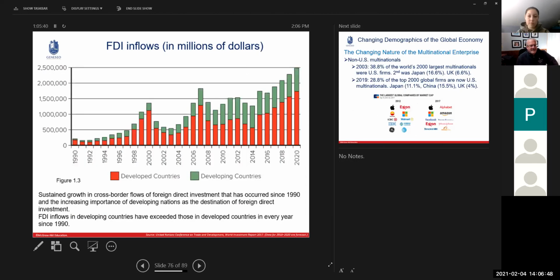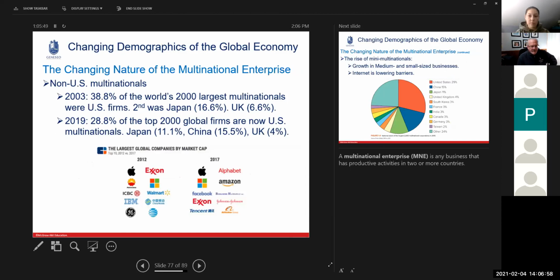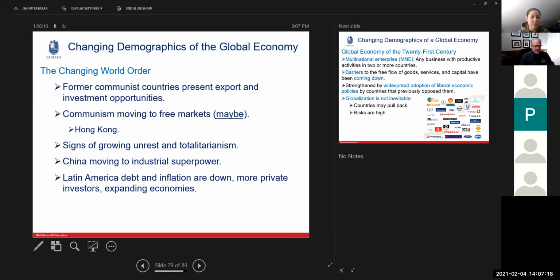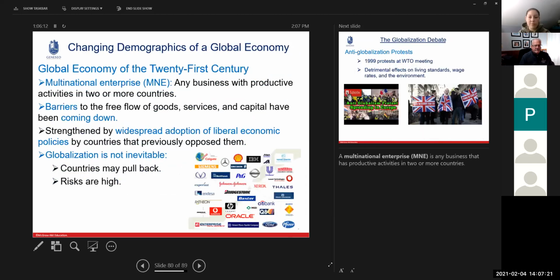Again, continuing with foreign direct inflow, where is it going, developed or developing countries? I'm going to skip through a lot of things here because we're getting a little short on time, but you can read through some of these now. The multinational enterprise, who are they? They're growing substantially. We know that, that's why we're taking this class. It's not just the US anymore.